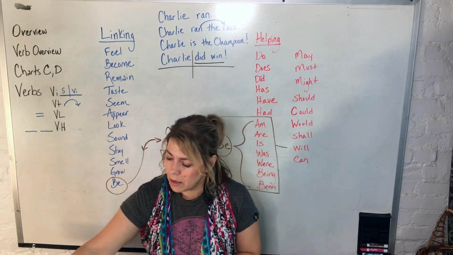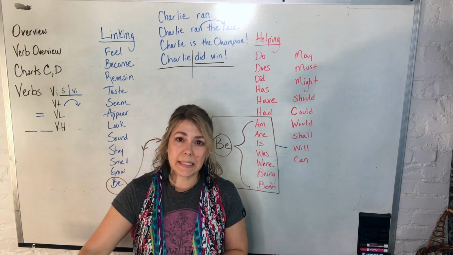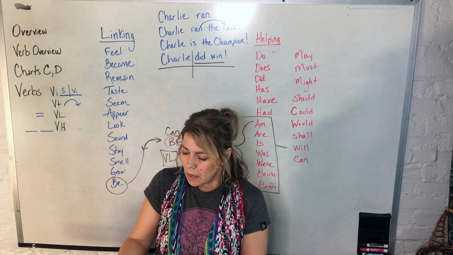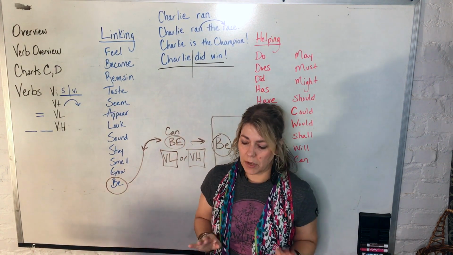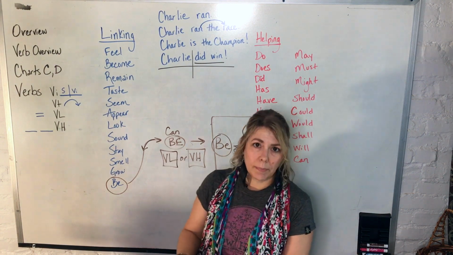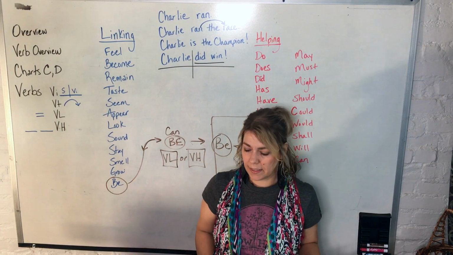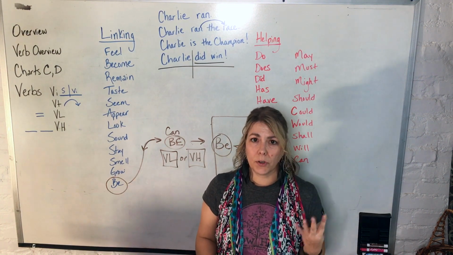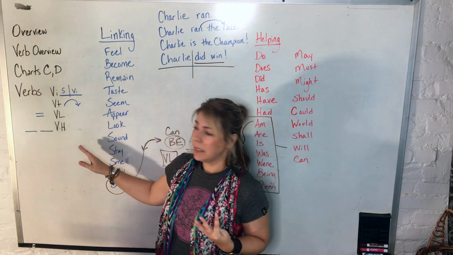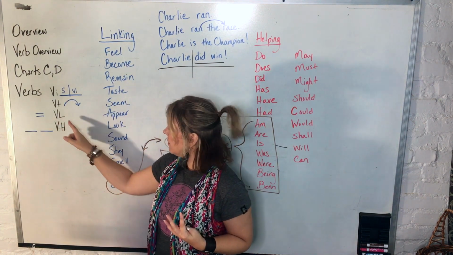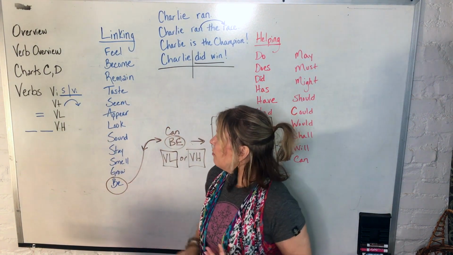So we're going to look at charts C and D together, because this is going to give you a great overview. Now, you're going to be doing this week by week by week by week. Today, we're just giving you a big flash of all of it. So there's 4 verb types. I have them listed here: VI, VT, VL, VH.